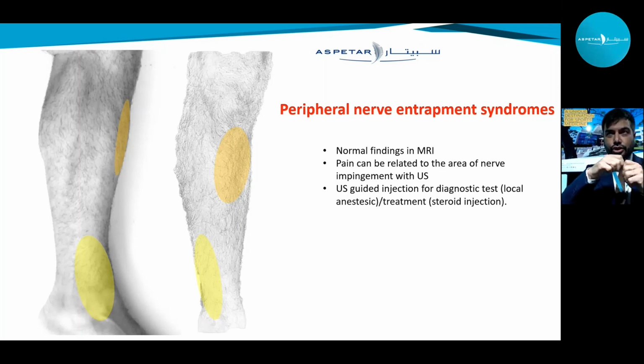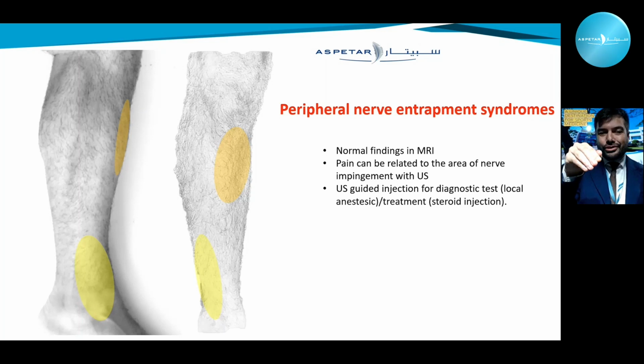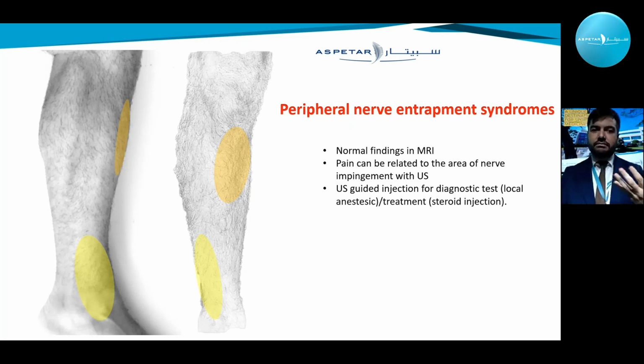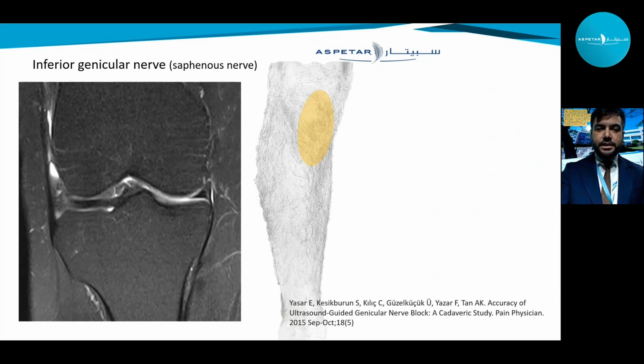Okay, we should know where these nerves go, so we can also check in ultrasound exactly at the area where these nerves normally impinge and potentially think that this is the cause of the pain that the patient has. So just to have an idea and to remember that this type of injuries can happen.